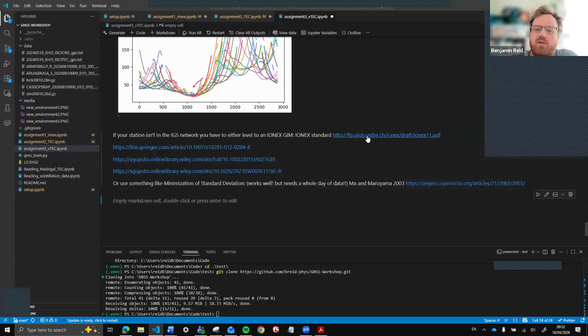So a bunch of links. So this talks about, right? What do you do if you have a station that is not an IGS station, if it's not in these SINEX files?